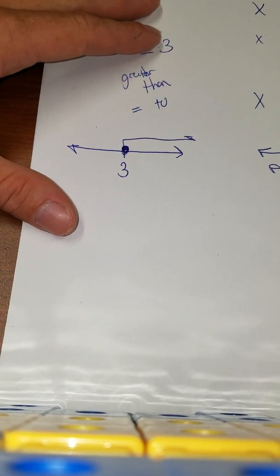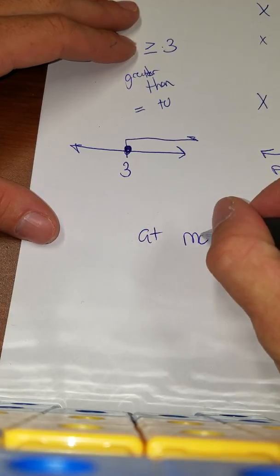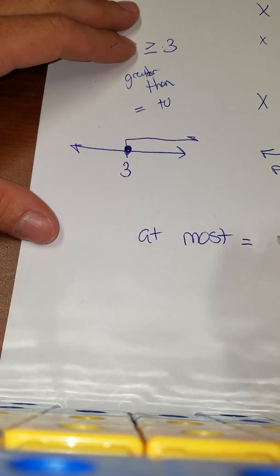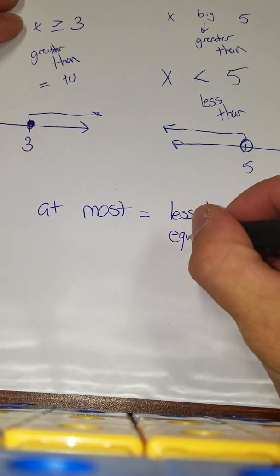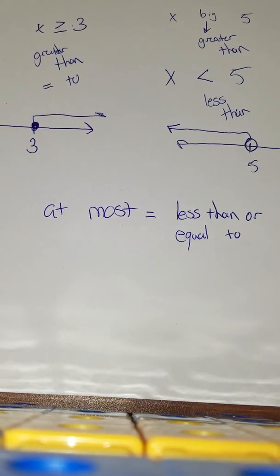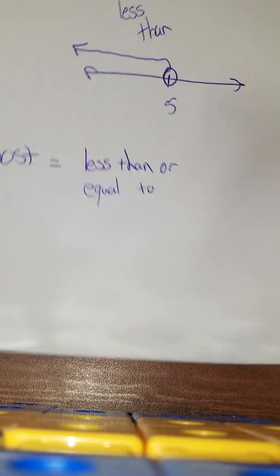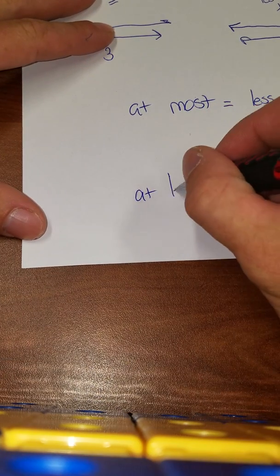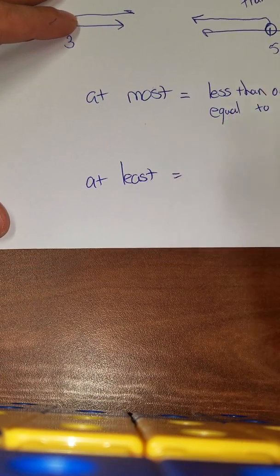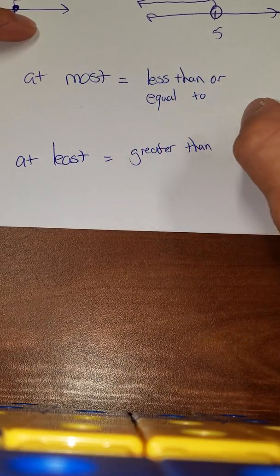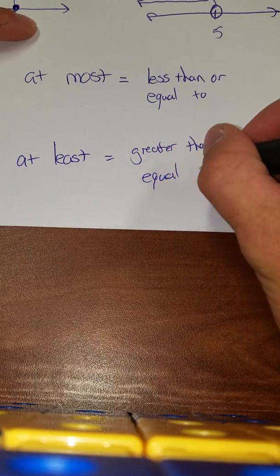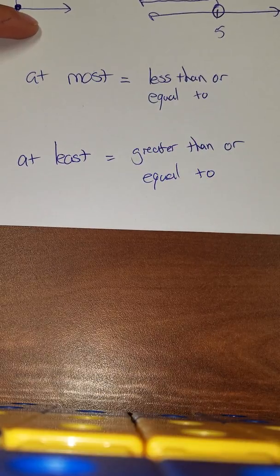A couple of keywords that you need to know. At most, okay? This means less than or equal to. Okay, so at most $20 means, hey, I can have everything up to and including $20. At least, what that means, greater than or equal to. All right?